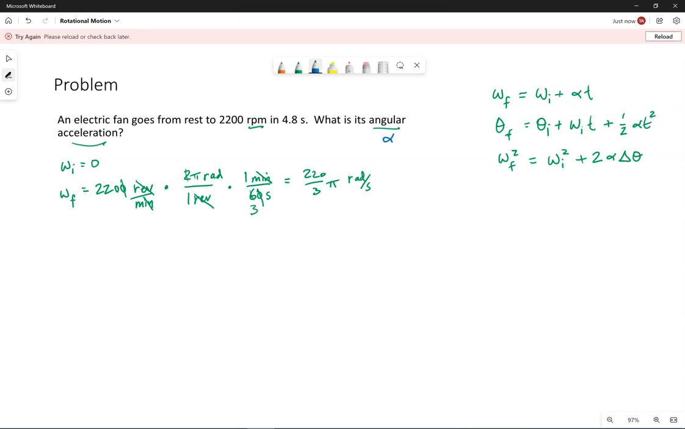Now the problem doesn't specifically state constant acceleration, but we have no other information to assume it's not. So in this case, we are going to assume constant angular acceleration. We've been given time. So the top equation will be useful. It starts at rest. Angular acceleration will be omega final over time.